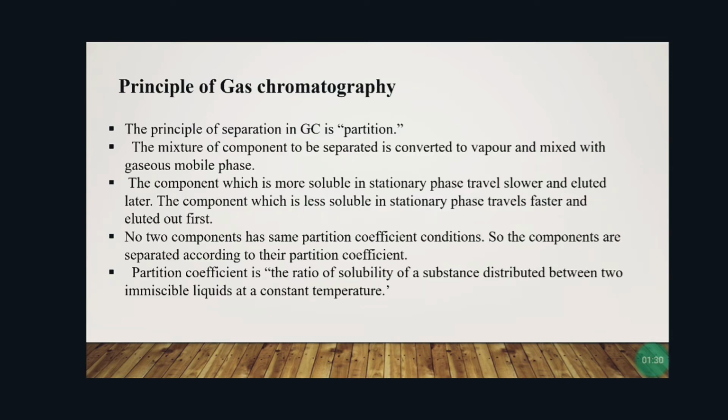Now let us learn about the principle of gas chromatography. The principle of separation in gas chromatography is partition. The mixture of components to be separated is converted to vapor and mixed with the gaseous mobile phase. The component which is more soluble in the stationary phase travels slower and is eluted later. The component which is less soluble in the stationary phase travels faster and is eluted out first. No two components have the same partition coefficient, so the components are separated according to their partition coefficient. Partition coefficient is the ratio of solubility of a substance distributed between two immiscible liquids at a constant temperature.